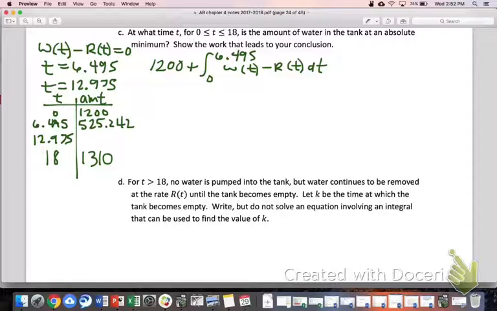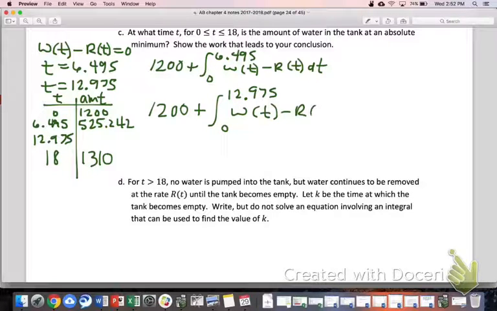Okay, awesome. So then, does it make sense how we would proceed to the 12.975? We'd go 1,200 plus the integral from 0 to 12.975 of the same net rate in order to get the amount there at 12.975. So, I'm assuming, yeah, Hannah, what do you got? 1697 point what? 44?